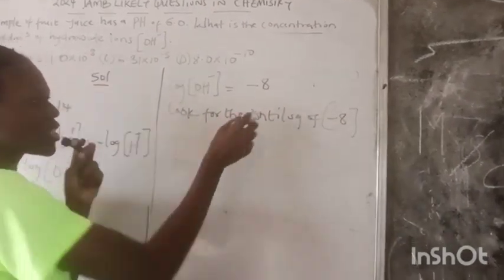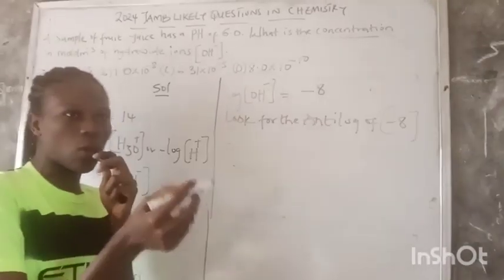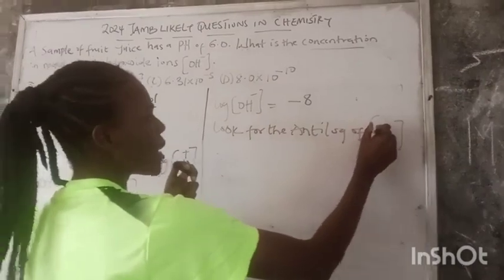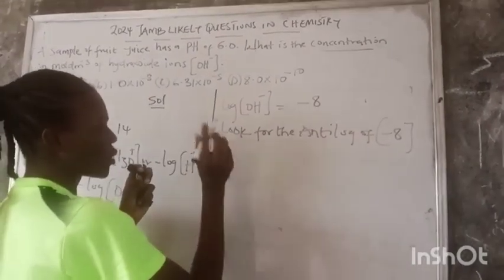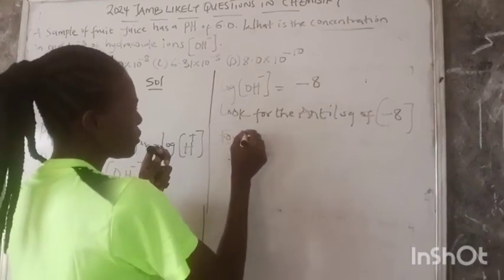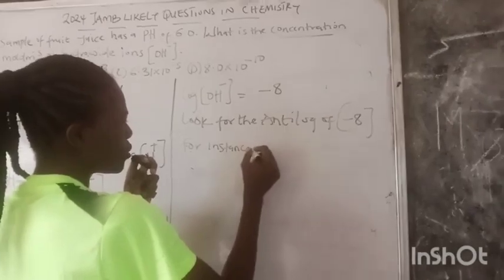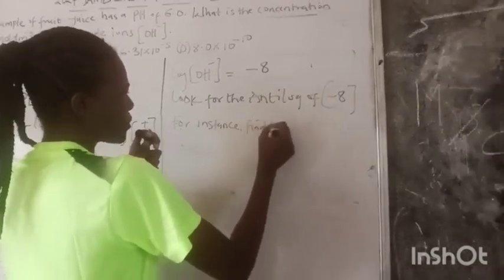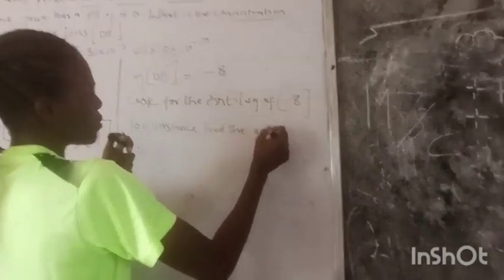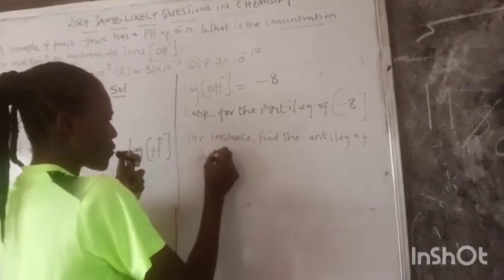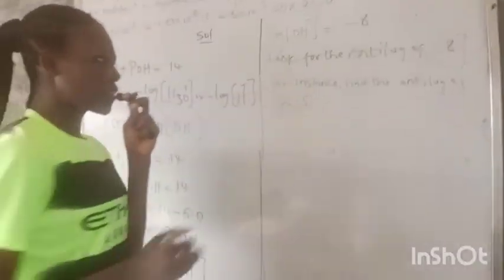We know that antilog means the inverse of log, right? So let's look for our antilog of minus 8. For instance, let me just show you. For instance, you have to find the antilog of 2.5.